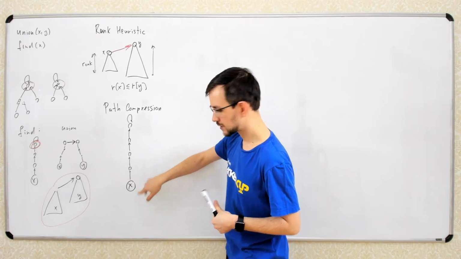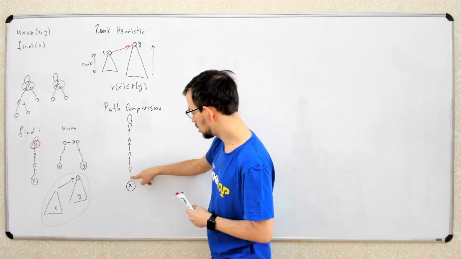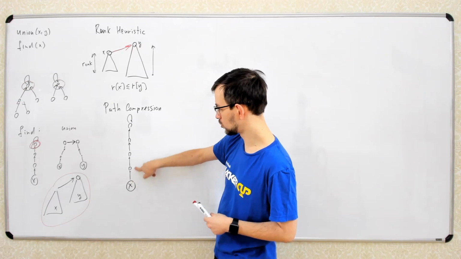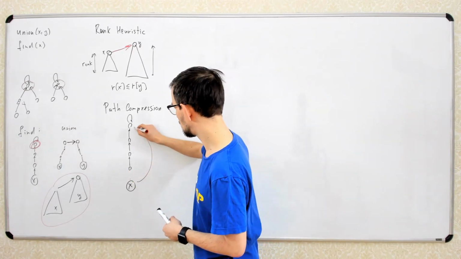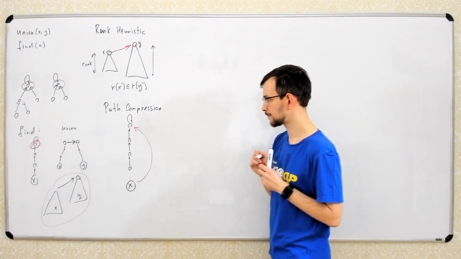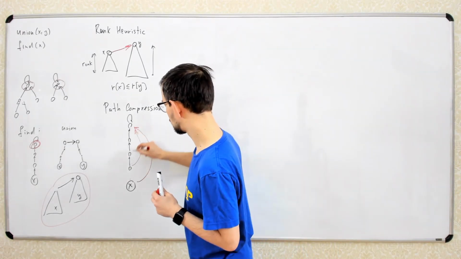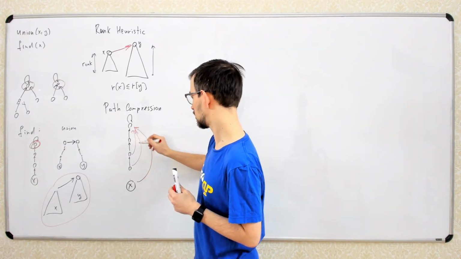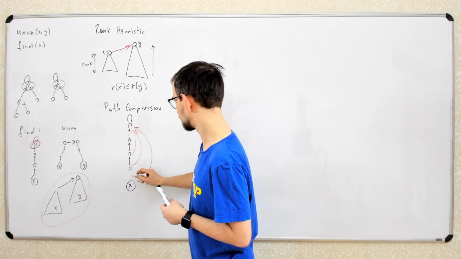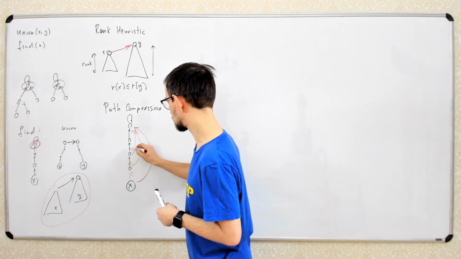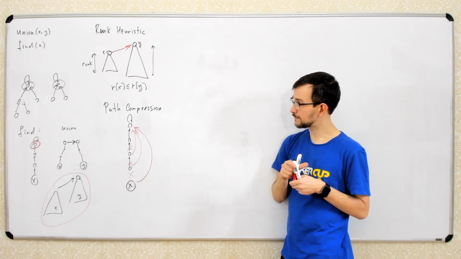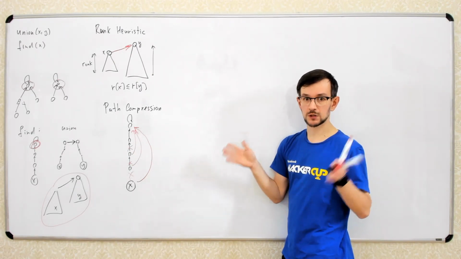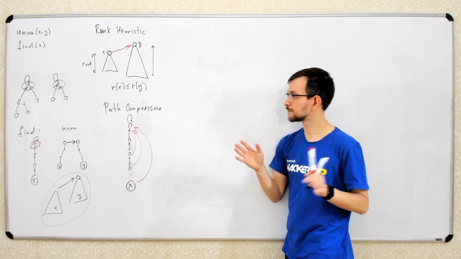So for each edge from a node to its parent, we remove this edge and add an edge to the root, and do it for all of them. We remove all these edges and make edges to the root. That's called the path compression heuristic. Pretty simple, right?